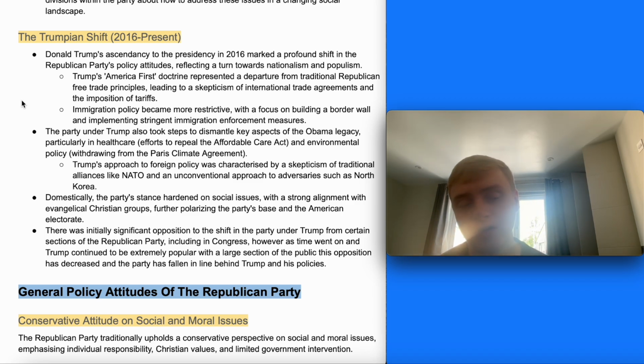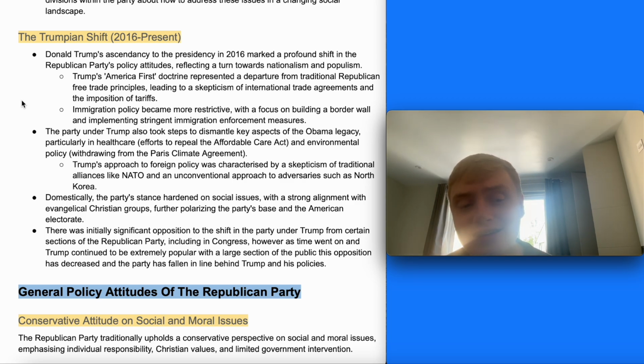And Trump's approach to foreign policy was characterized by a skepticism of traditional alliances like NATO and an unconventional approach to adversaries such as North Korea. Domestically, the party's stance hardened on social issues, with a strong alignment with evangelical Christian groups, further polarizing the party's base and the American electorate.